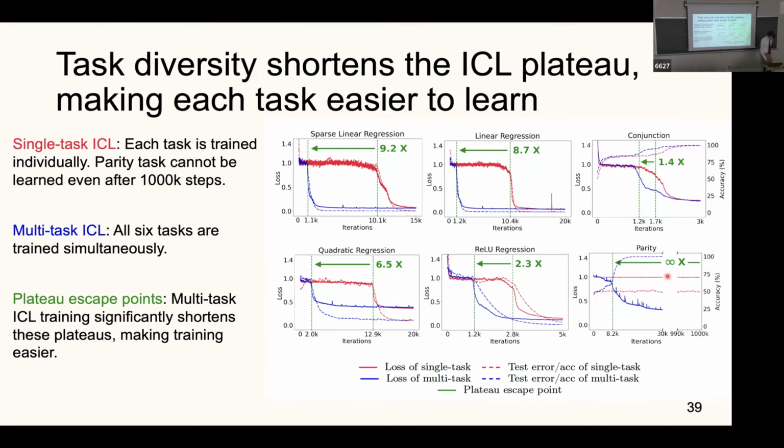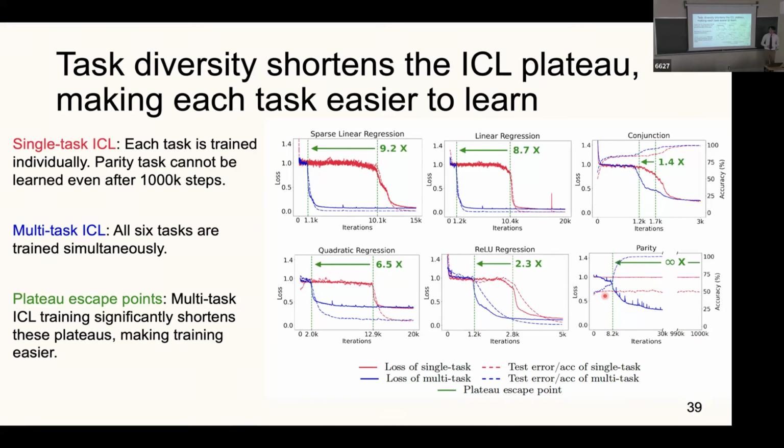It turns out that we run it for 10,000, 1,000, a million iterations, and it just doesn't make any progress. But interestingly, here we specify 6 different tasks. If we train the 6 tasks simultaneously, then for sparse linear regression, the plateau shrinks and we learn faster. For parity, we are now suddenly able to perform parity when we train on all 6 tasks.